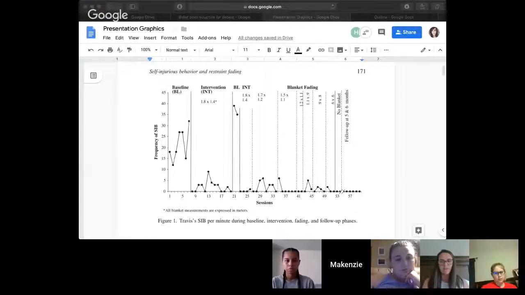The following graph shows the client's SIB per minute during baseline, intervention, fading out of the blanket, and the follow-up phase. During the intervention phase, the subject received reinforcement on a fixed interval schedule, while SIB was ignored. He was also able to hold a blanket and wore a helmet and gloves during any occurrence of SIB. After this phase, a phase was completed where the blanket was faded out. During the fade-out procedure, a fixed interval schedule of 10 seconds was implemented, with SIB once again being placed on extinction. The blanket was systematically cut down in size throughout this procedure, and after 28 sessions, the blanket had been completely faded out.